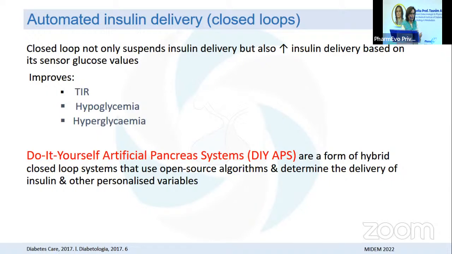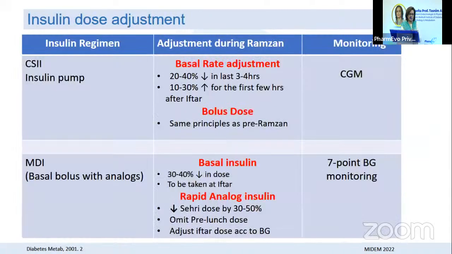Very quickly, this has already been done. I'm not going to talk about CSII, but MDI, bolus and basal. What you're going to do is a 30 to 40% reduction in the basal insulin dose, and it should be taken at iftar or after iftar, but not at sehri. For rapid and analog insulin, reduce the sehri dose by 30 to 50%. And omit the pre-lunch dose and adjust the iftar dose according to your carb counting and meal size and so on. And if you're self-monitoring, then do a 7-point curve.